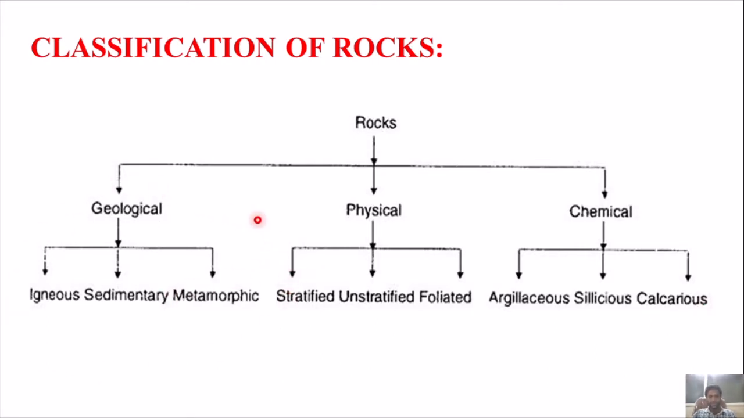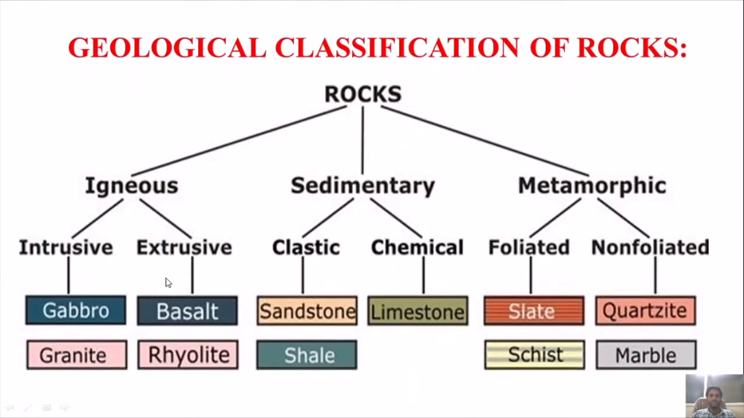Now, as far as your syllabus is concerned, we are going to discuss the geological classification of the rocks. Geological classification of rocks falls under three categories: igneous rocks, sedimentary rocks, and metamorphic rocks. So this is the basic classification of the rocks. Igneous rocks will have intrusive and extrusive types. Basalt is an extrusive rock, and gabbro is an intrusive rock.